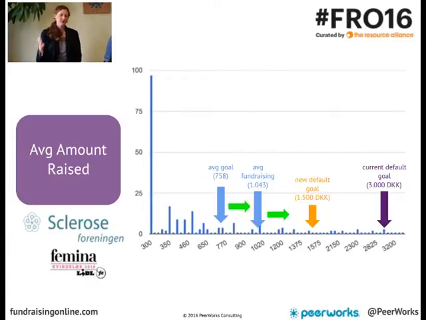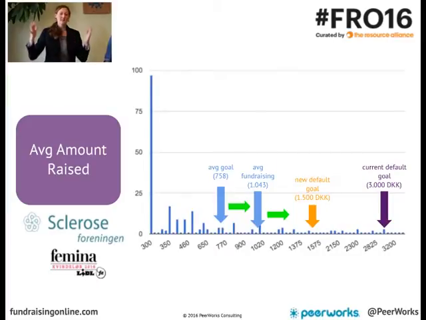If the suggested goal was 3,000, when we looked at what people were actually changing their goals to, the average was around 758 krone. So much, much less than 3,000. They were basically telling us that 3,000 was way too high. So their goals were around 758, and the actual average fundraising amount was just over 1,000 krone. It was 1,043 krone. So they're actually performing over 1,000 krone.